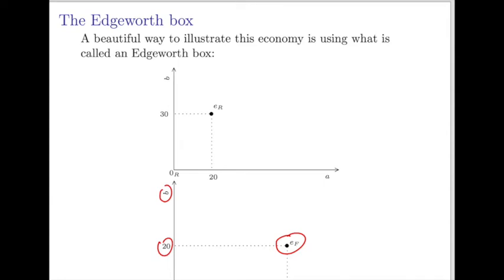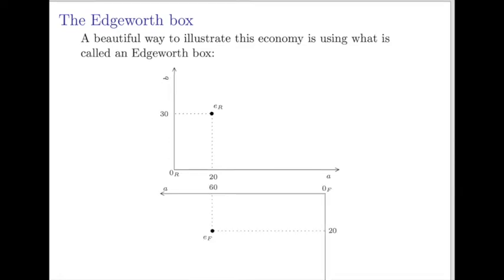So the Edgeworth box overlays these two pictures. Right? What we first do is we flip over the picture for Friday. So instead of having the apples, so Rob's apples are increasing in this direction, we just have Friday's apples increase in this direction. Rob's bananas increase in this direction, we'll just have Friday's bananas increase in this direction. So all we've done is rotate in this direction the picture for Friday, right?